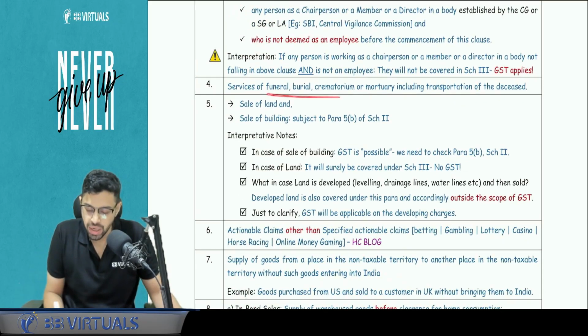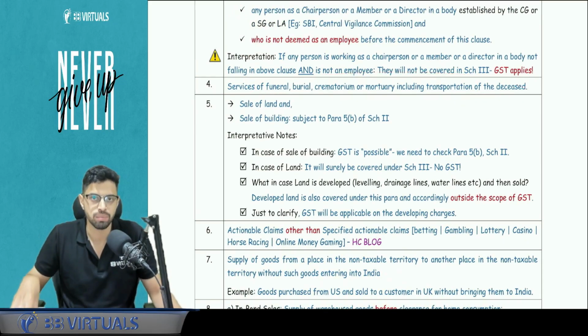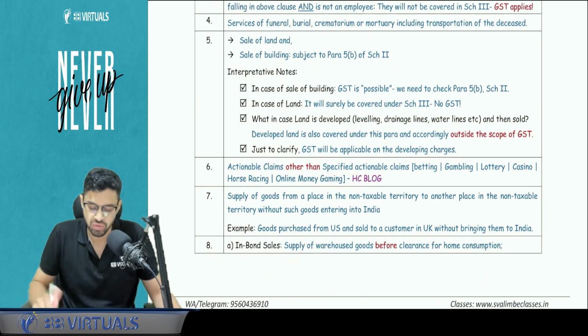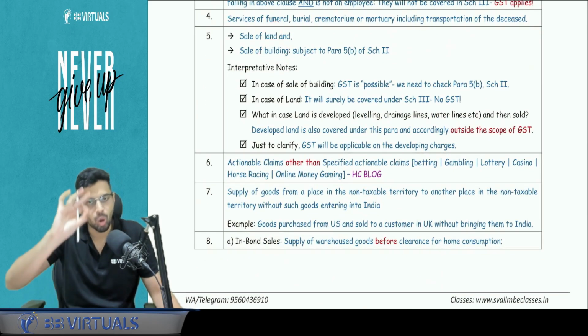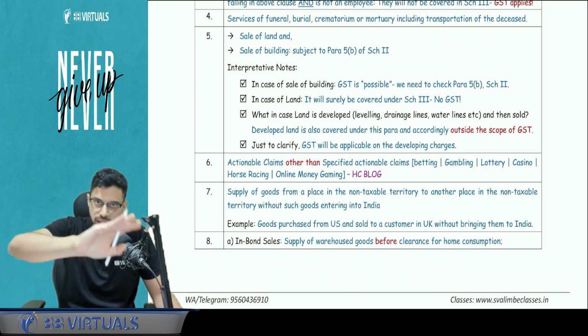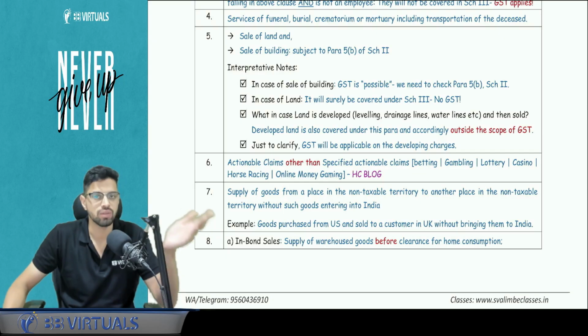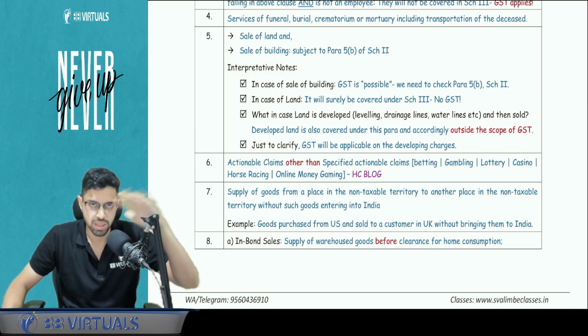Okay, then death related everything on sympathetic grounds, everything is exempt. Funeral, deceased, transportation, burial, all the expenses are outside the scope of GST. Land and building, land obviously always outside the scope of GST. Building, depending on whether it is an under construction building or completed, then we will decide whether it is a supply of service. If it is a completed building, no GST, non-supply.